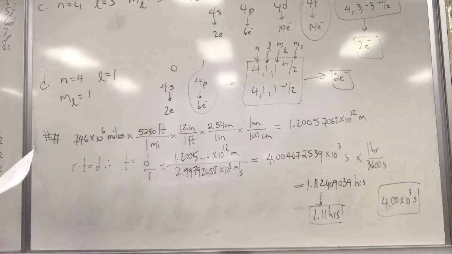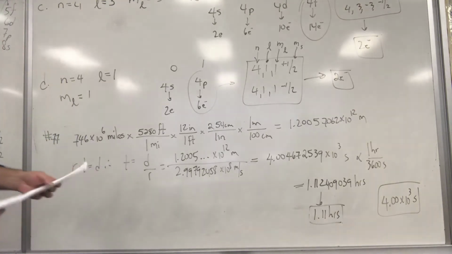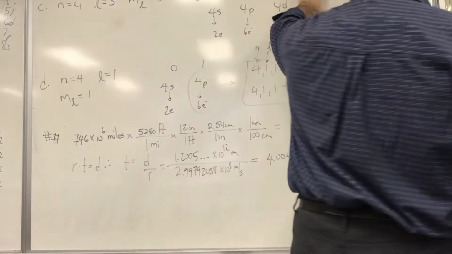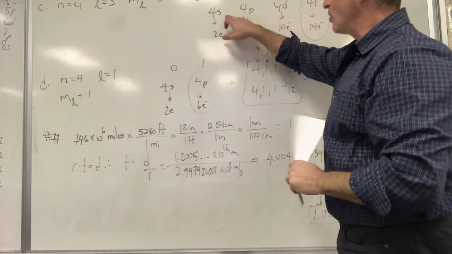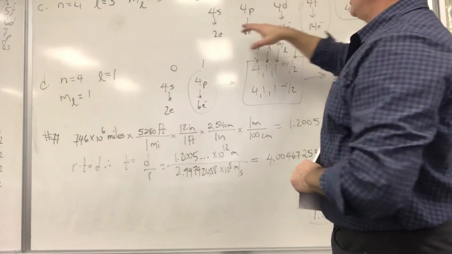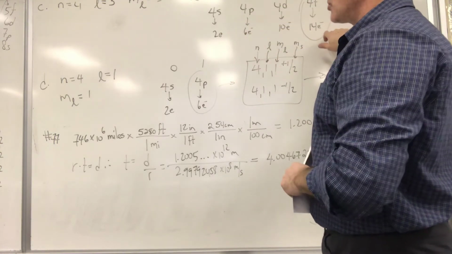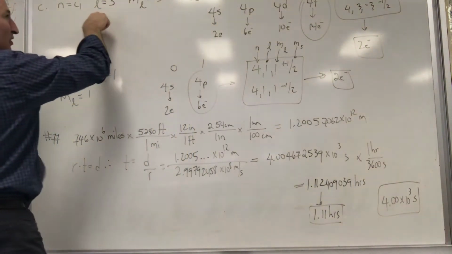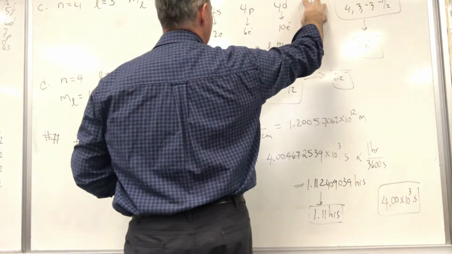So for part C, no, it's the wrong one. Part C, the boundary conditions now are n equals 4, L equals 3, and m sub L equals negative 3. So I just listed all the possibilities for the values of L. So when L is equal to 0, it's an s orbital. When L equals 1, you get a p orbital, and so on. And all the maximums that you can find in each orbital. But now let's look at the conditions they've imposed. L equals 3, so you're going to be stuck with this, the 4f orbitals.